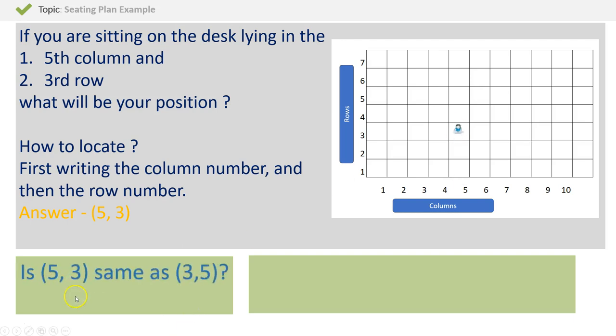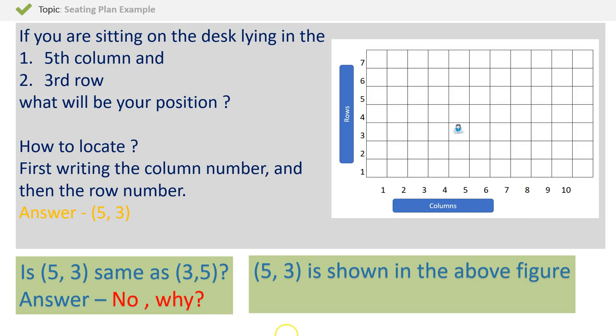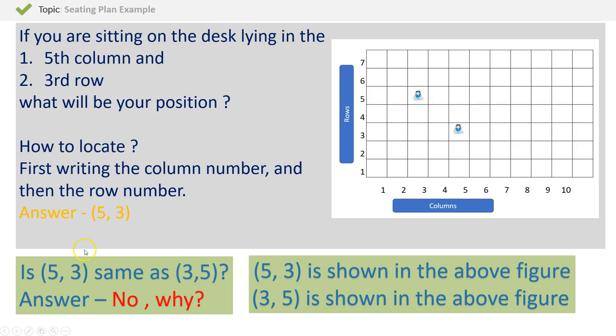Now let me ask you, do you think 5, 3 is the same as 3, 5? Well, the answer is no. Why? 5, 3 is shown in the above figure already, which we have seen. 5 represents column, so 5th column and 3rd row. However, 3, 5 is 3rd column and 5th row, which is this place, and hence these two places are not the same. So 5, 3 is not the same as 3, 5.